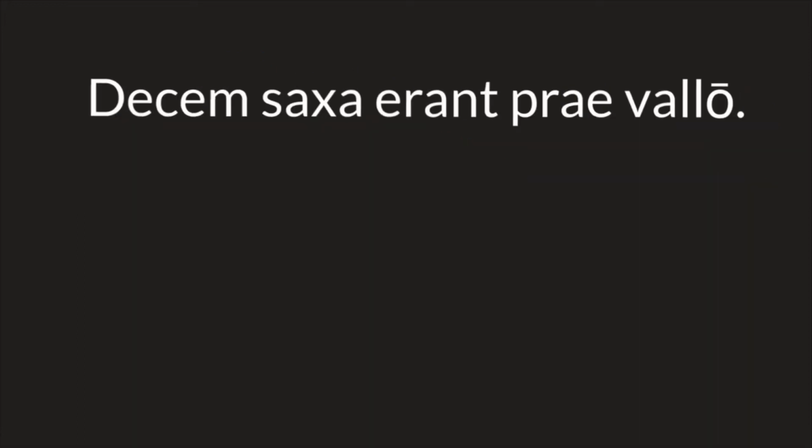All right, now for our third sentence. Decem saxa erant prae vallo. Now, our habit is to look at the end of the sentence to see if we have a verb ending. And this particular sentence ends with a word that has an ending that could be a verb ending. It could be. But we don't know any verbs that begin with V-A-L-L. We haven't learned any verbs like that.